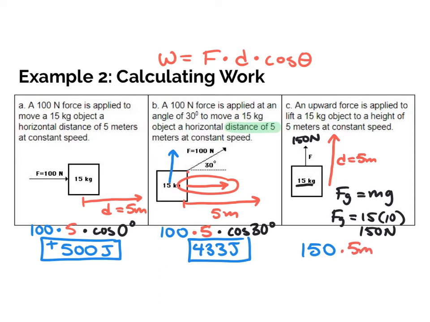And again, the angle between this one, if it's being pushed or pulled upward and it moves upward, then the angle between them again is going to be 0 degrees, just like our first example. So that's going to give me a total amount of work, positive work here, of 750 joules. Okay? All right, so again, this is just being able to calculate work using that relationship. It depends on the force, distance, and then as well as the angle.